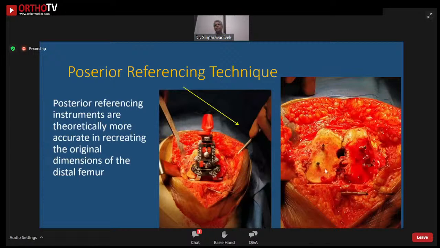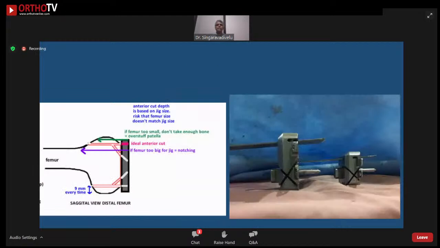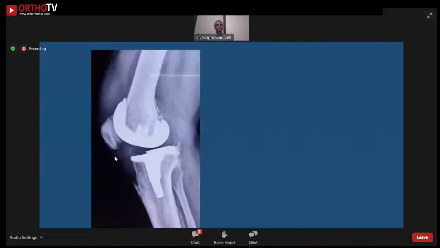This is the pin for the posterior referencing. These are the pins for the anterior referencing. Whichever you are going to use, you have to make sure that it is parallel to the proximal tibial cut. This is an example for posterior referencing. If you keep it here, as the component is high, the blade will go up on the anterior cortex. If you downsize it, the blade will go lower, so you keep on decreasing the anterior cut.